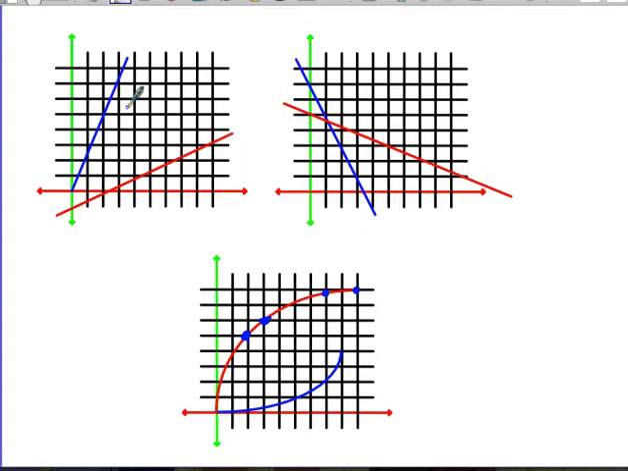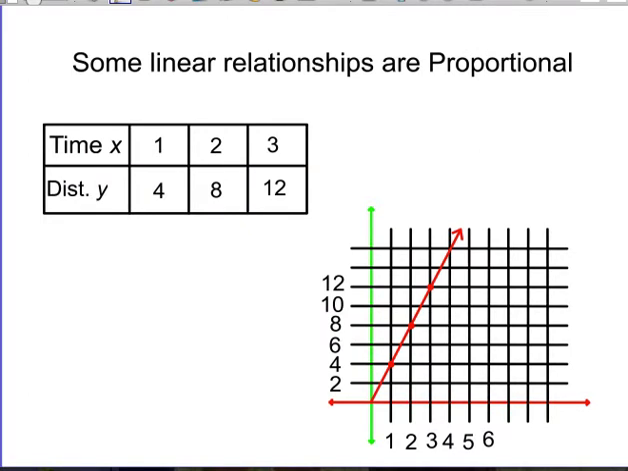Let's bring in some things that we talked about back in chapter 6. In chapter 6, we were talking about proportions, and we're going to talk about proportions in terms of some of the relationships that we'll look at with linear functions. Some linear relationships are proportional. And if you remember back to chapter 6, what did we do with a table of information to show that it was proportional? Simplify. See if it simplifies to the same rate.